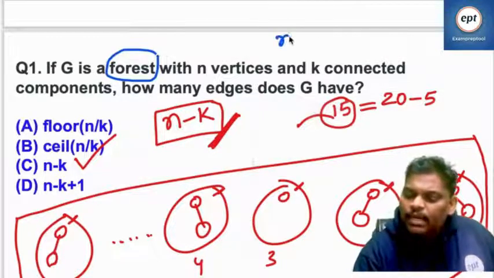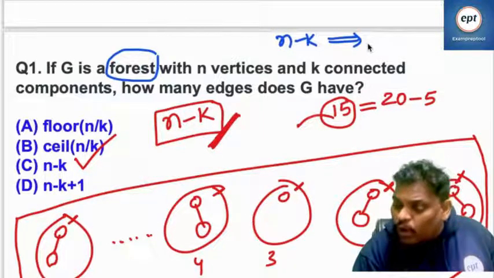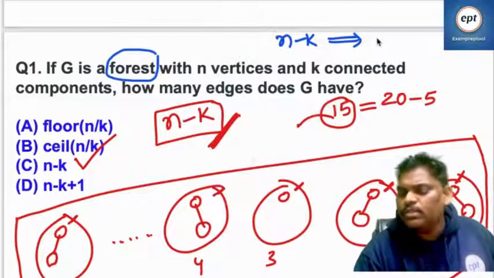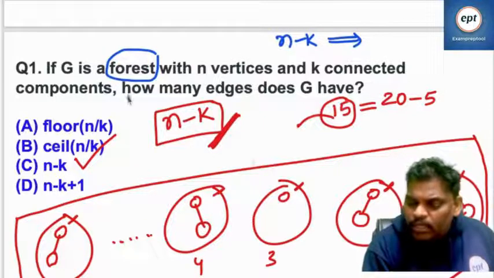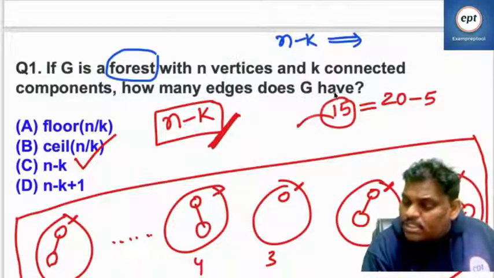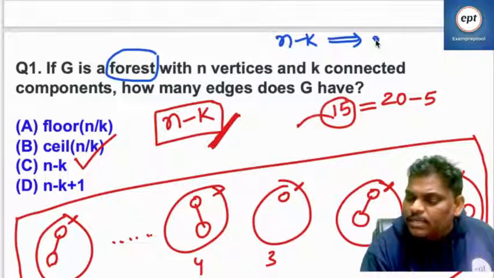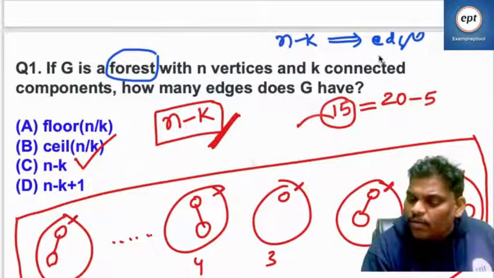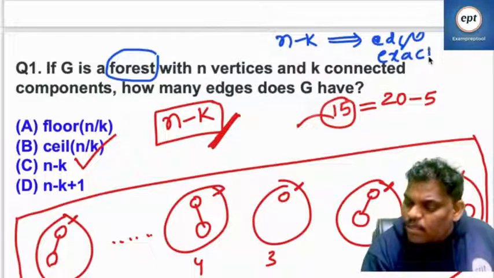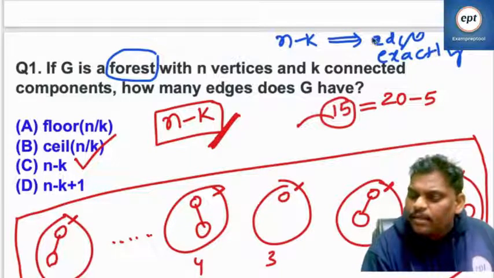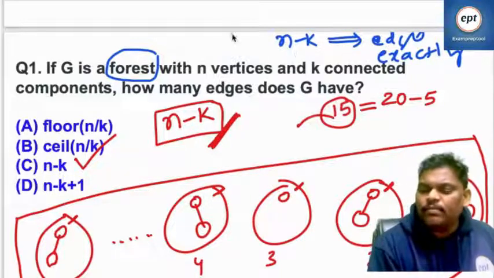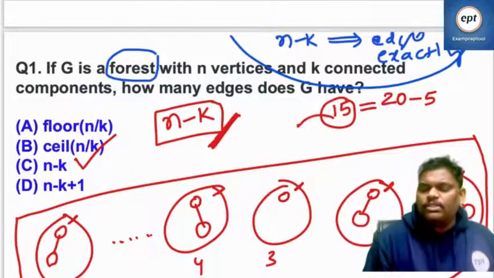N minus k vertices are left out. Every vertex will bring exactly one edge only. So, right? Then what is the answer? How many edges does G have? N minus k edges G has. Exactly, not less, not more. Exactly n minus k edges here, because it is a forest.